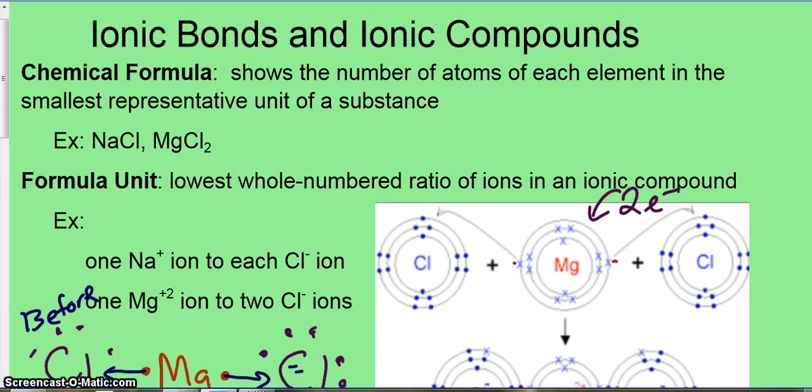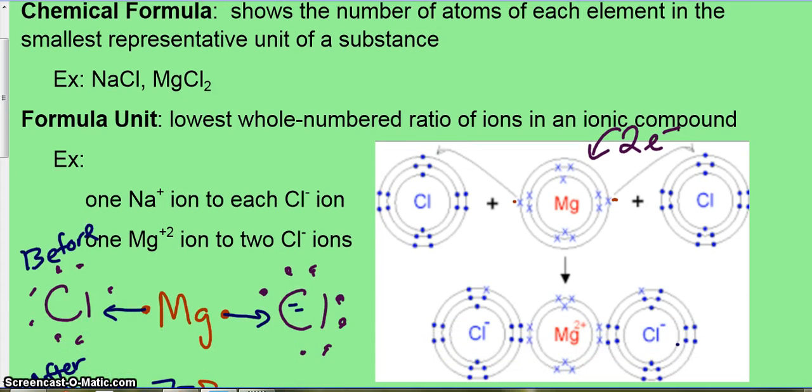But there's always a lowest ratio of the ions in the compound. Now we've looked at something like sodium chloride. There was one electron given up by the sodium, and the chloride ion only needed one more to form.